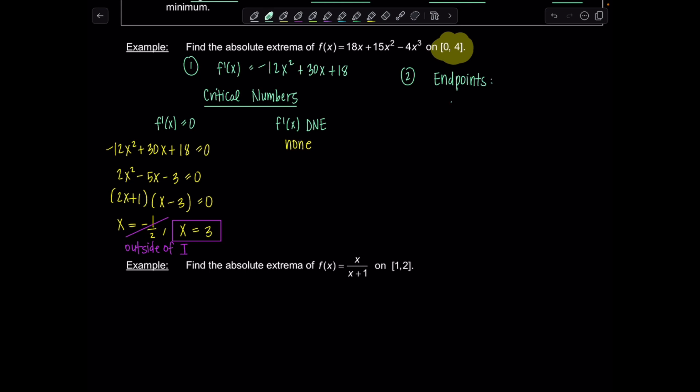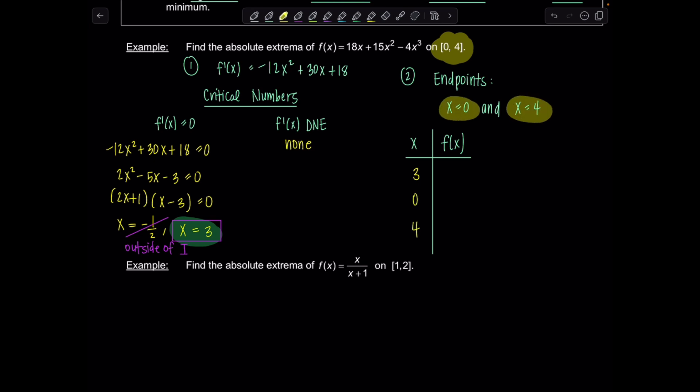So we have x equals 0 and x equals 4. And then what I like to do, I just make a table, x, f of x. And then now I put everything together from step 1 and 2. So I take my one and only critical number, and then also the endpoints, 0 and 4. And everybody goes on the table, and then you're going to find the y values.